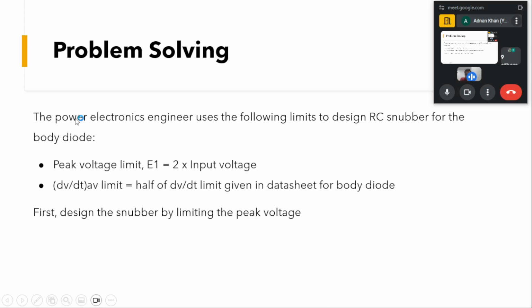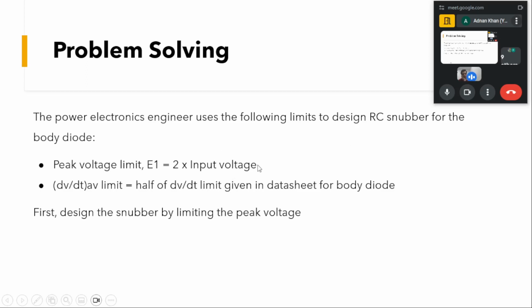After that, what the question wants us to do is design the RC snubbers. Based on what we had seen, the first design is to limit the peak voltage. The second thing we had seen is to limit the dV/dt. The third was the optimal design, a compromise design where the product of the minimum peak and the dV/dt will be minimum.